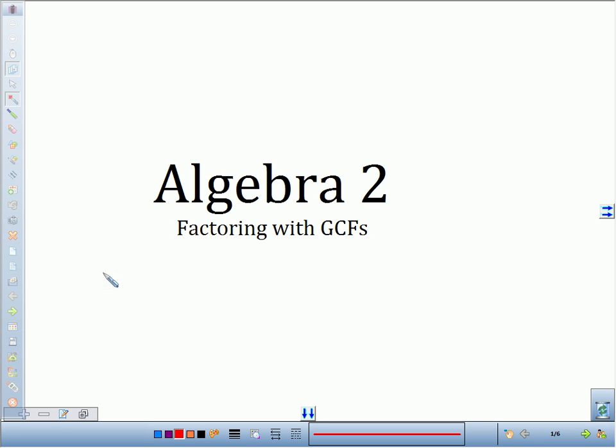These are the notes for Algebra 2. We're going to be dealing with factoring, starting with GCFs, or greatest common factors. And before we get started, there are a few vocabulary terms that we need to be aware of.